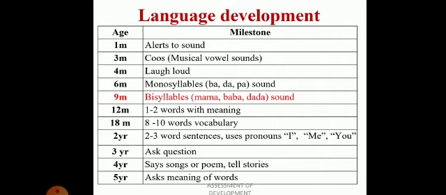Then at the age of 9 months they will be speaking bisyllabic words. Bisyllabic means with repetition, like mama, baba, kaka, dada, papa, etc. At the age of 12 months they will be speaking 1 to 2 words with meaning, for example if they want a biscuit, they will just say biscuit, so it is meaningful. Then 8 to 10 words they will learn by the age of 18 months, but still they are not able to make sentences. Sentence formation will come at the age of 2 years.